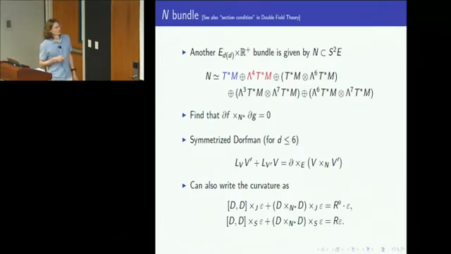Similarly, for the Dorfman derivative, we can look at the symmetrized Dorfman derivative. And this also can be written in terms of a projection onto this N bundle. You take the two vectors, project onto N, hit that with a partial derivative, and project back onto E, and that's the answer to this problem.